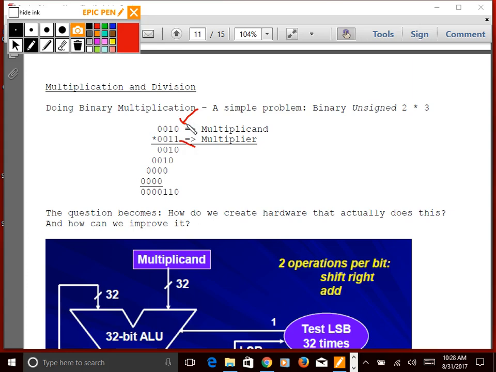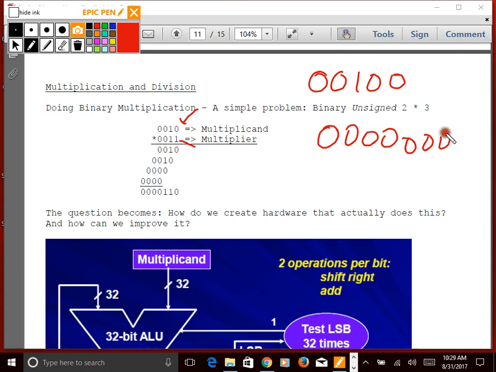We go to the next bit, we shift the multiplier right, and we shift the multiplicand left. So then the multiplicand becomes 0, 0, 1, 0, 0. If it's 1, we add it. So initially the product is 0, 0, 0, 0. And that's going to be 0, 0, 0, 0, 0, 1, 0, right? Because we're adding that because it's multiplying by 1.